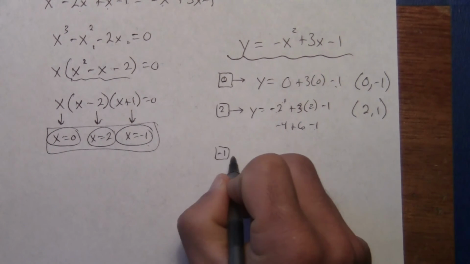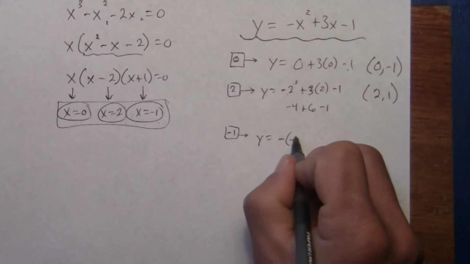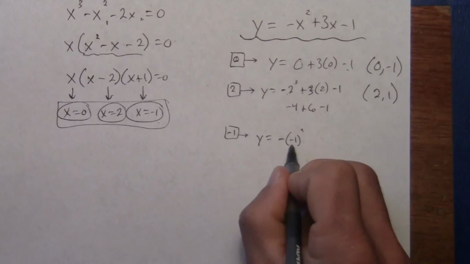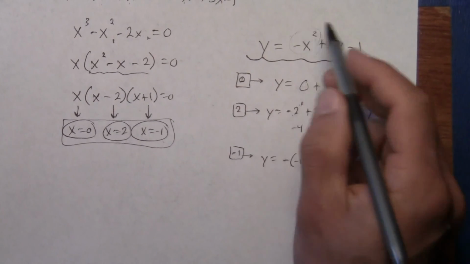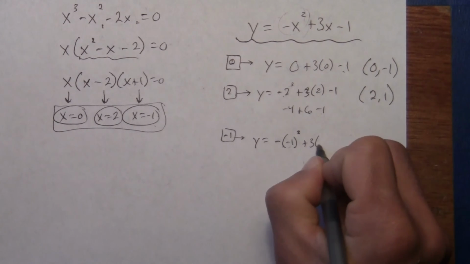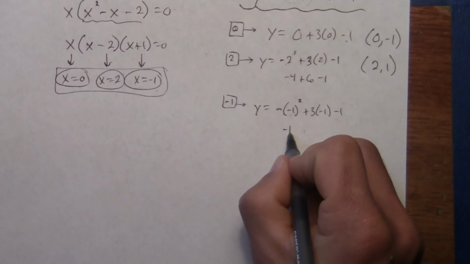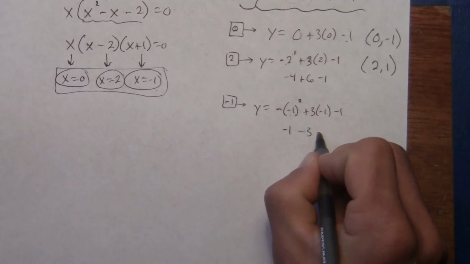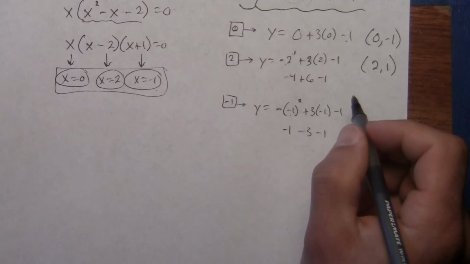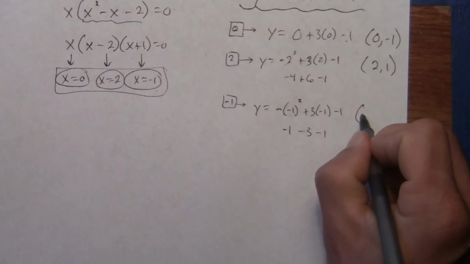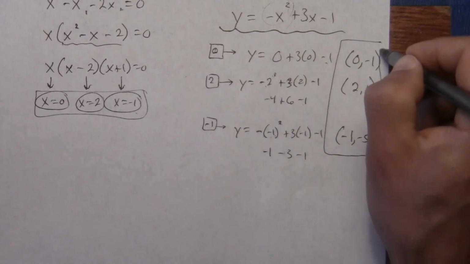And my last one, plugging in -1, is going to give me -1 squared. Again, make sure that you do that squaring first. That's an easy mistake to make on a term that looks like this. Plus 3 times -1 minus 1. This is going to give me 1 times -1, so -1 minus 3 minus 1, or that looks like that's going to end up giving me -5. So my third and final point is -1, -5. And there are my three answers.